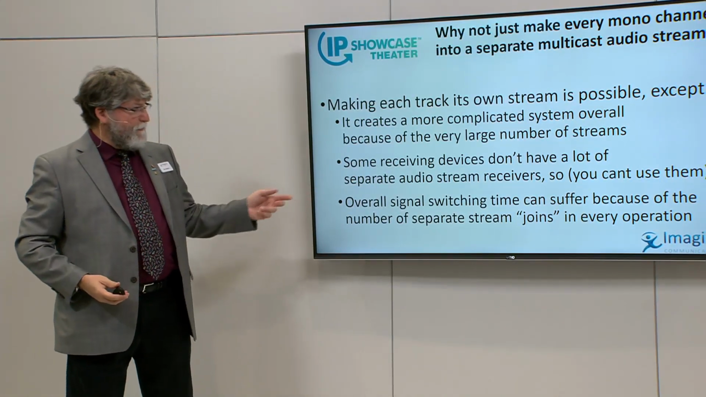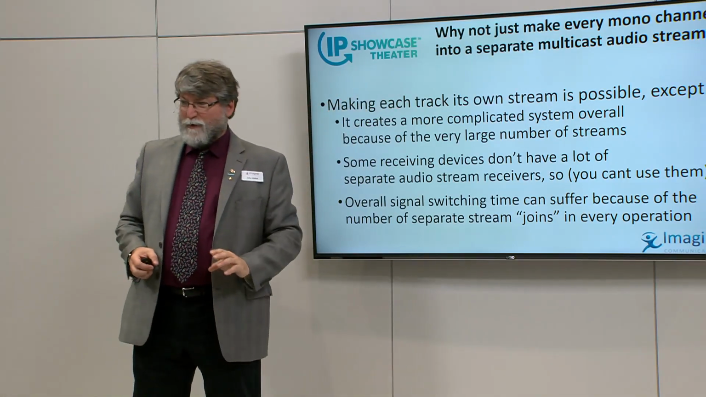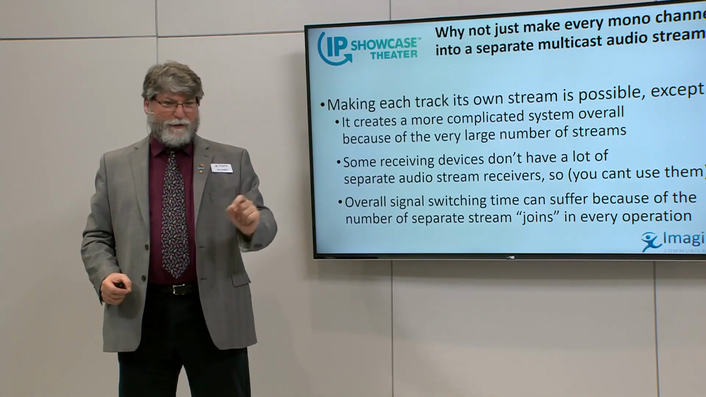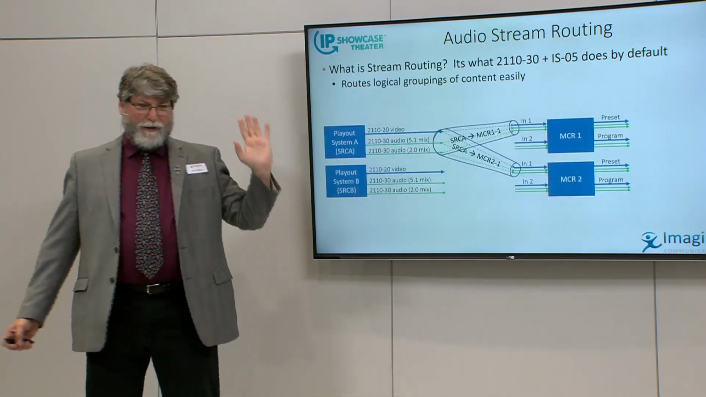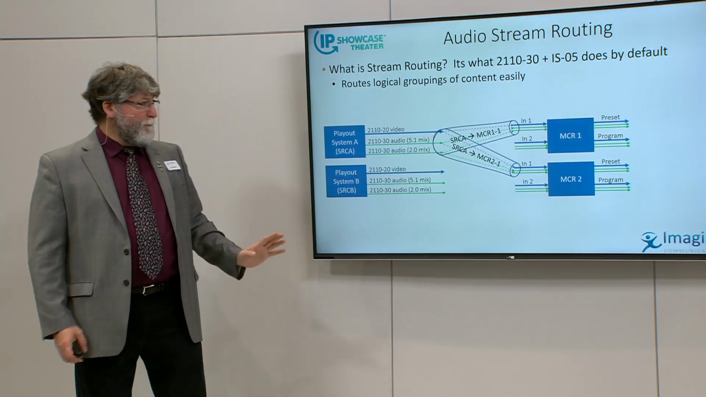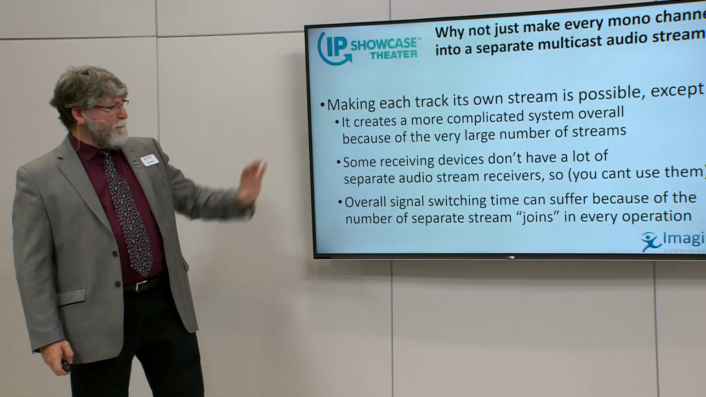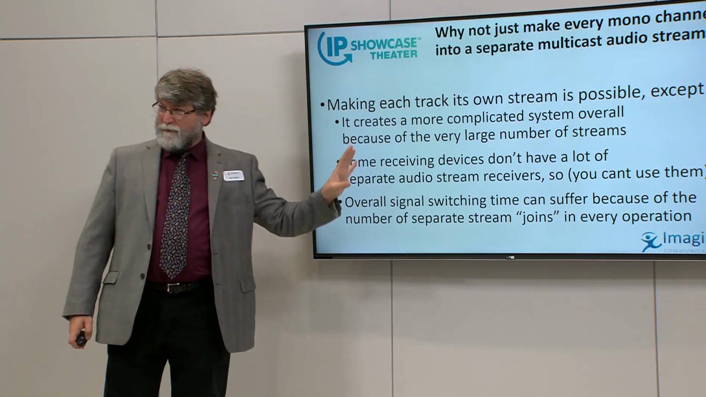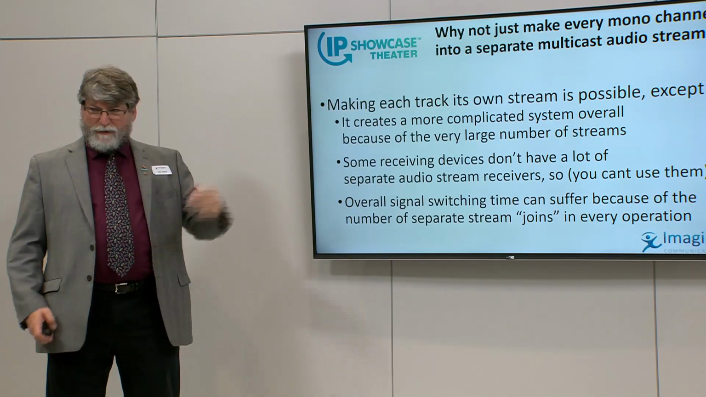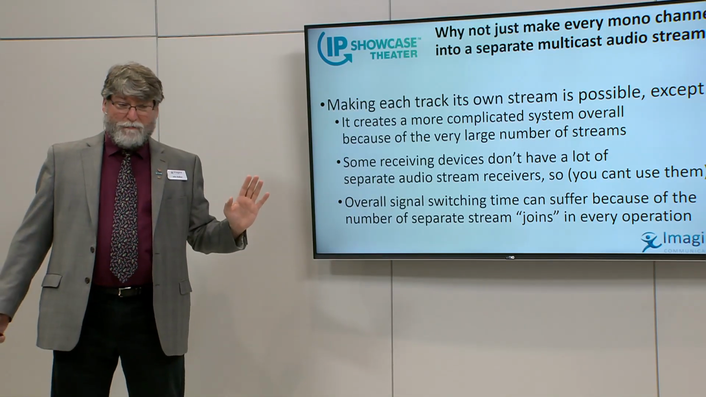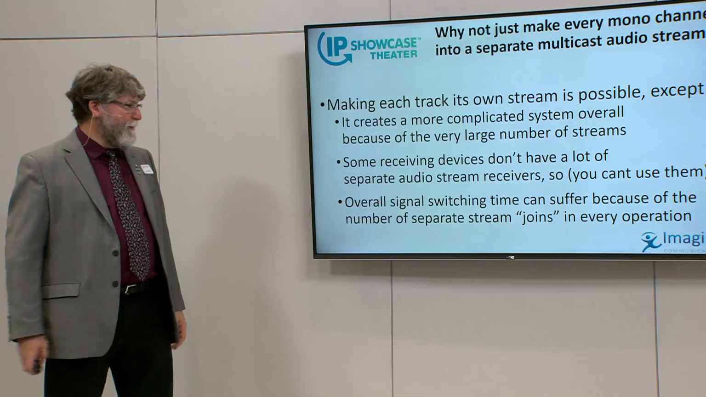And there's a problem of maybe, some people ask, why don't I just make every audio channel its own unique multicast group? Just make them all separate. And you could do that, but there's a few, wow, I'm on like auto click, that's not good. You could make everything its own stream, but if you do that, you get this problem that it creates a huge number of streams in the network, which isn't itself a problem, but it makes everything harder.